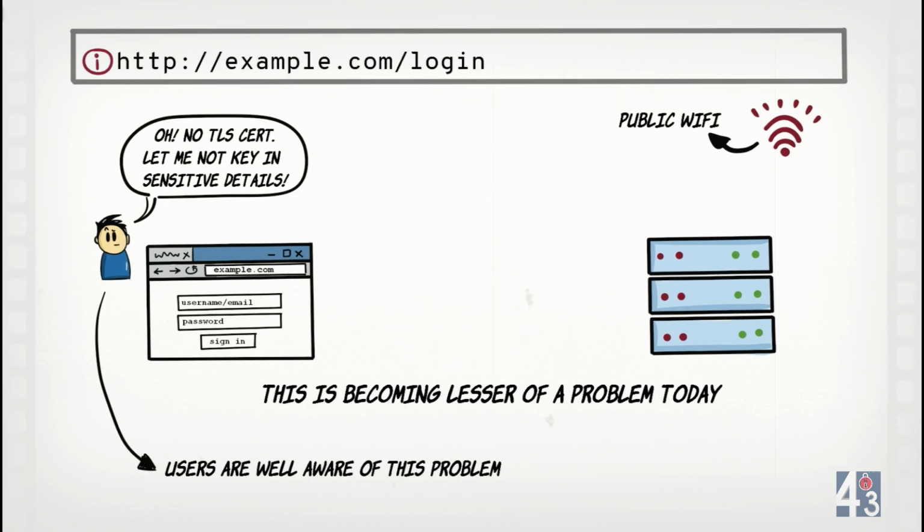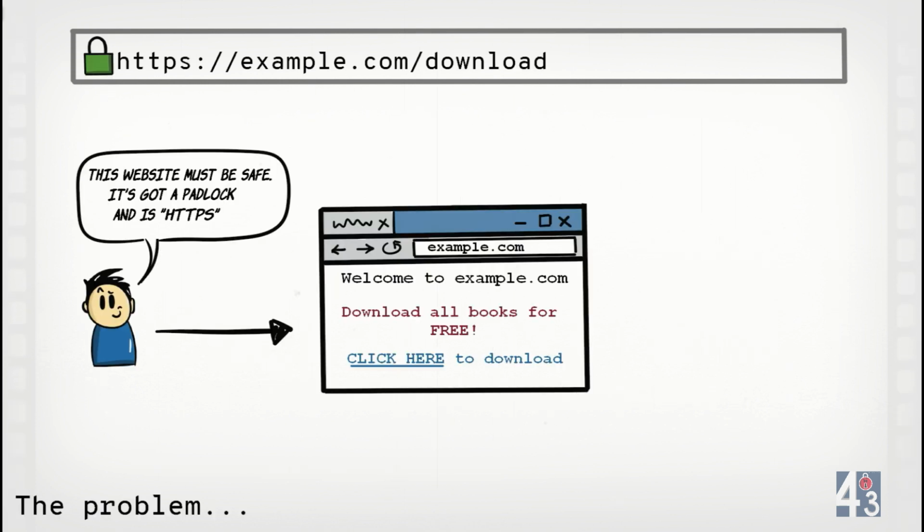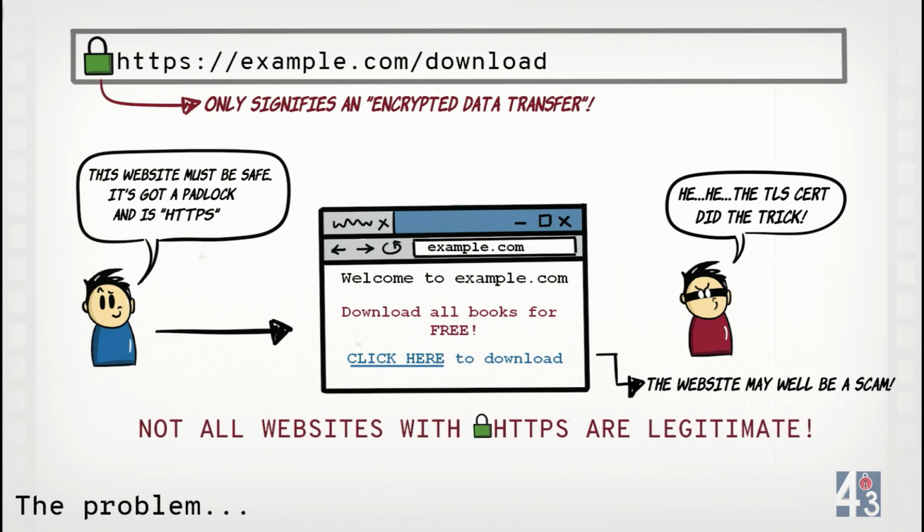You see, internet users are well aware of this, and most websites today employ HTTPS. However, the trouble lies in users thinking websites having HTTPS are inherently safe or legitimate. Remember, the padlock or HTTPS only signifies that data is transferred over an encrypted connection. It does not mean that the website itself is not malicious. Moreover, TLS certificates are quite easy to get these days, and there are scam websites masquerading as genuine entities.